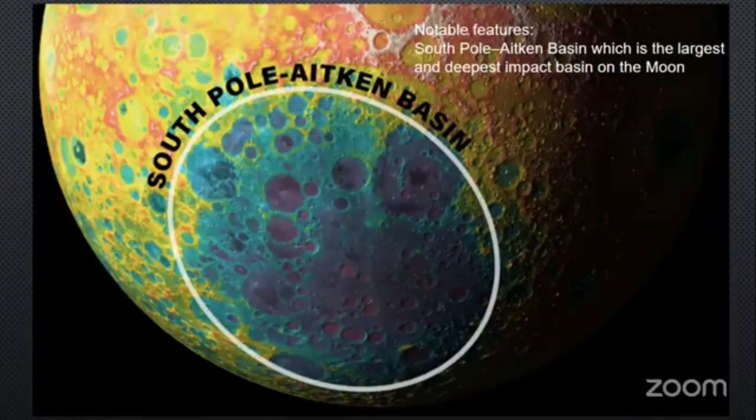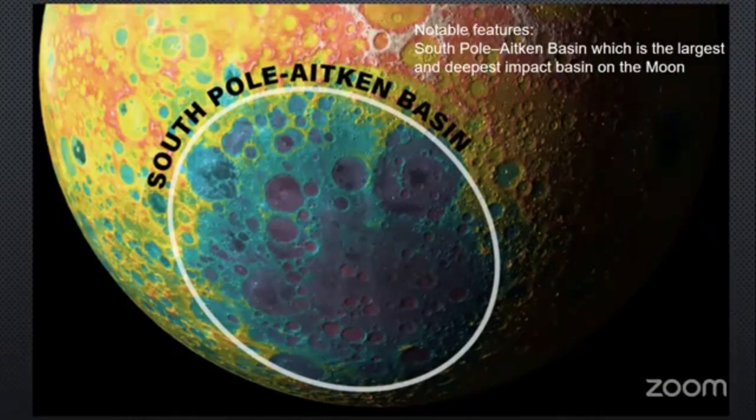Then the Aitken Basin is the largest and the deepest impact crater on the moon. You cannot see it from Earth. It is towards the far side of the moon, so you cannot see it even if you take a picture of the moon, unless you have a satellite that takes a picture of the far side. That is where you can see the Aitken Basin.